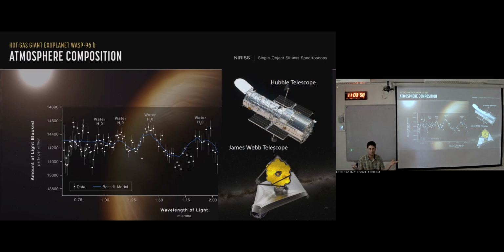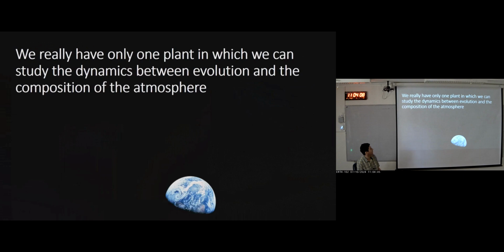What does it mean? Let's say we find 5% of oxygen. Does it mean that there's life, and how evolved can this life be? To answer these questions, we need to understand the dynamics between evolution and the composition of the atmosphere. And right now, we only have one place where we can do that: planet Earth in the geological past.